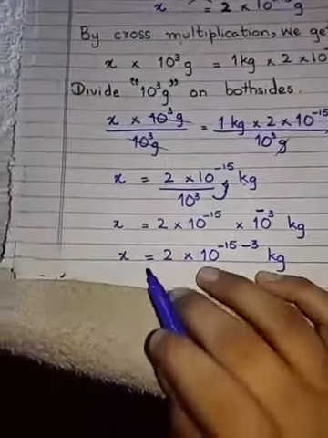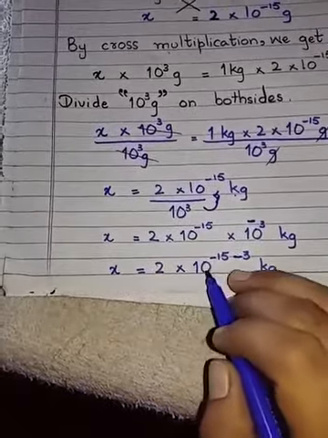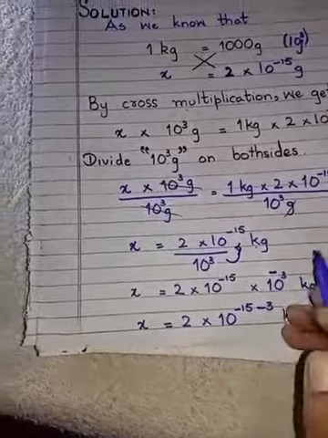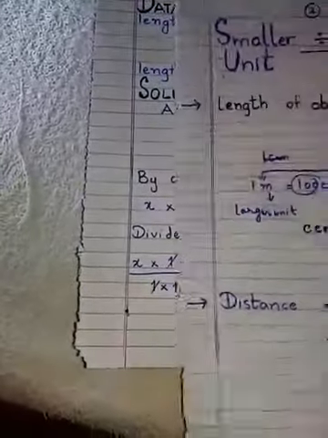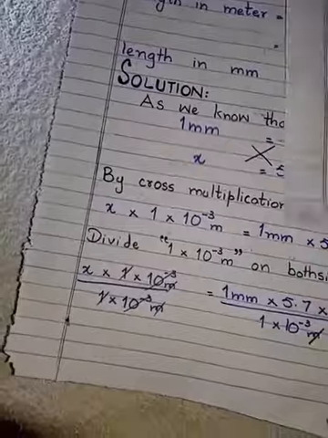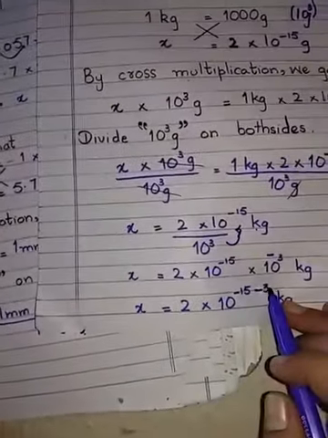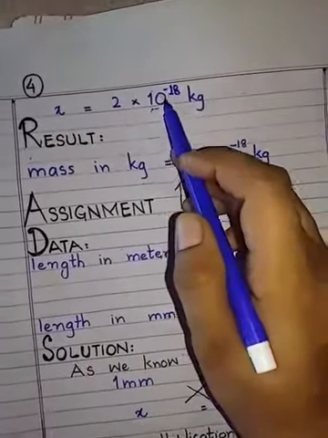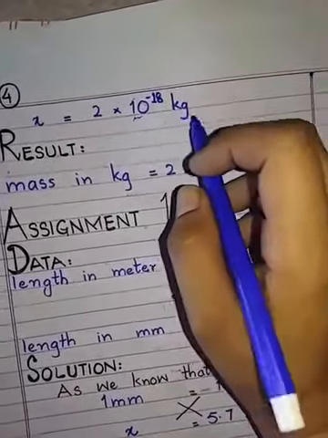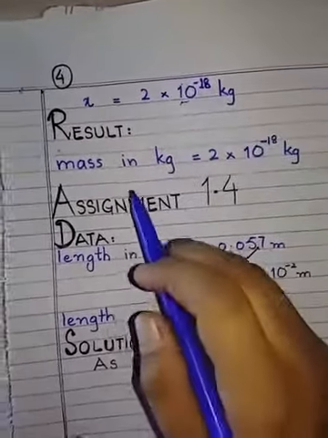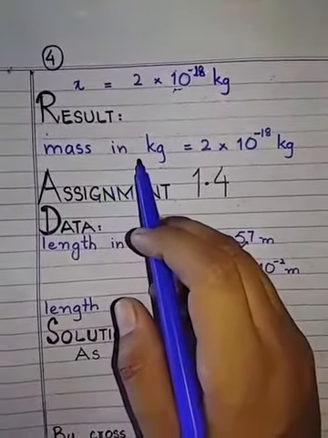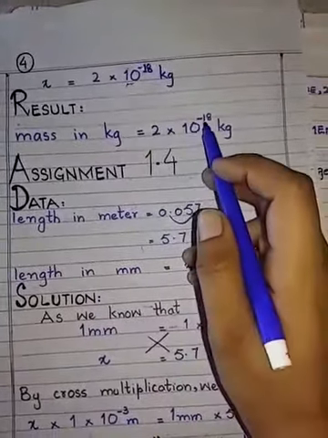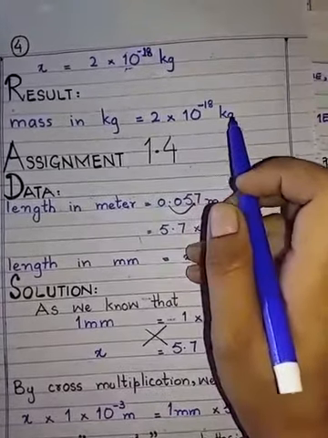So x is equal to 2 into 10 raised to power minus 15 minus 3. Minus minus is plus. What is 2 into 10 raised to power minus 15 minus 3 equal to? That is equal to 2 into 10 raised to power minus 18 kg. So the mass of a typical bacterium in kilogram is equal to 2 into 10 raised to power minus 18 kg.